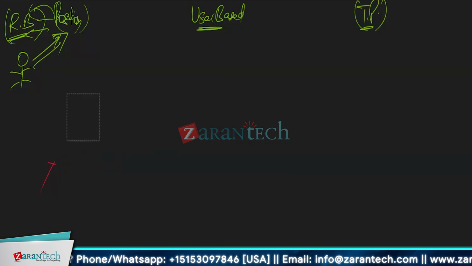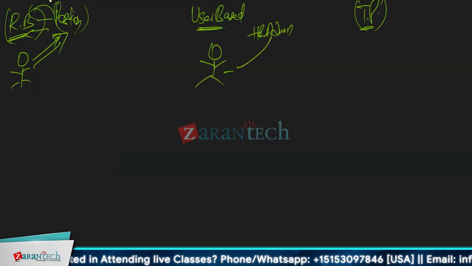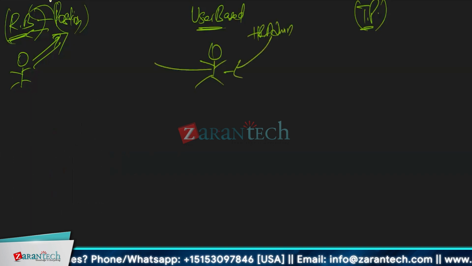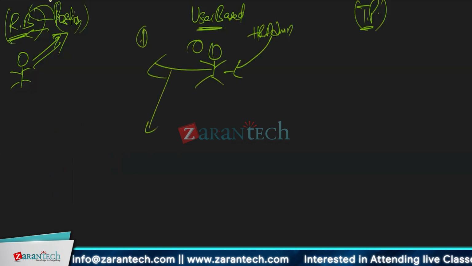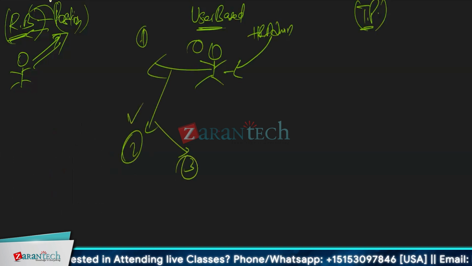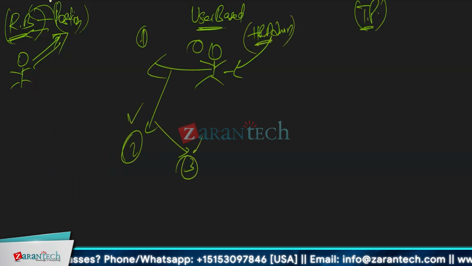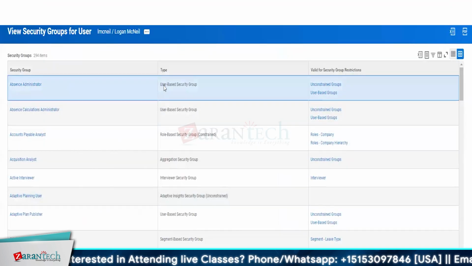User-based security is entirely different. User-based security is directly assigned to a person. Suppose there is an HR admin, it is directly assigned to a person, which means regardless of which position this employee is in, today he is in one position, tomorrow he gets promoted and moved to a different position, and then again promoted to a different position. Regardless of which position he takes, he will always be an HR admin, because user-based security is directly assigned to a person. If I go to Logan McNeil here, we know that there are a lot of administrative roles, you can see user-based here.